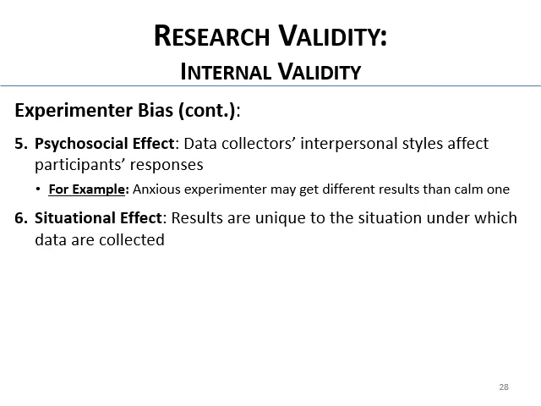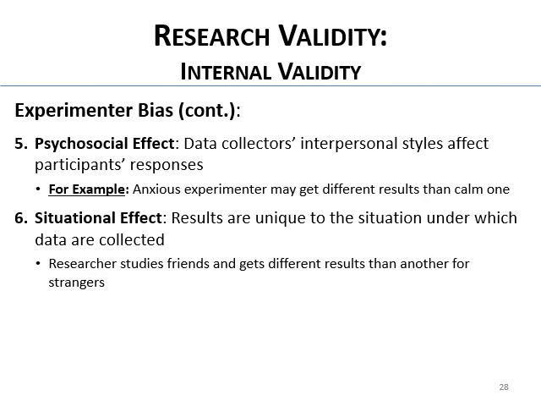There are also situational effects where the results are unique to the situation being studied. So you can't replicate them because they were just specific to that situation. So let's say that, for example, a researcher uses their friends in their dissertation or study. They may get different results than if they use total strangers. We call that a situational effect because it's specific to the situation of the data collection.